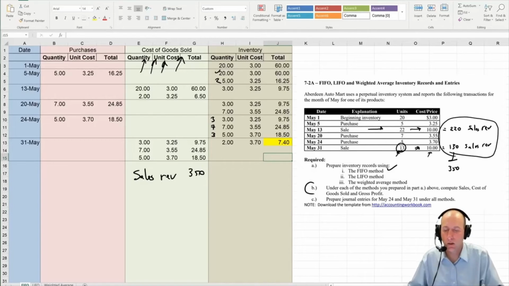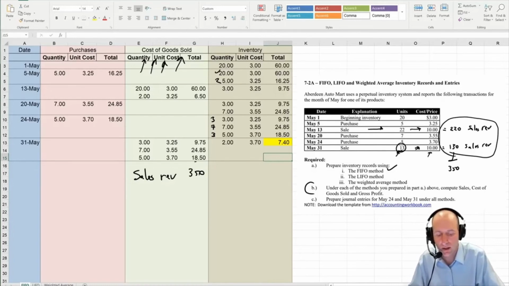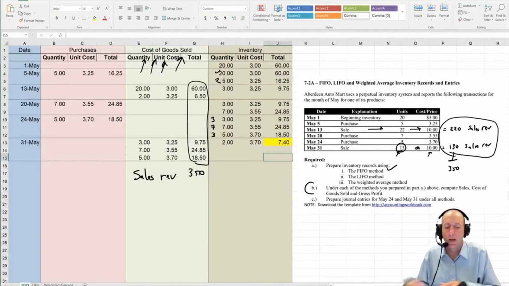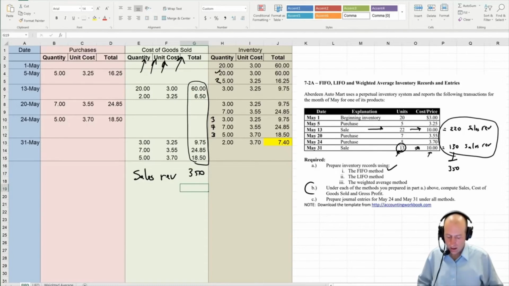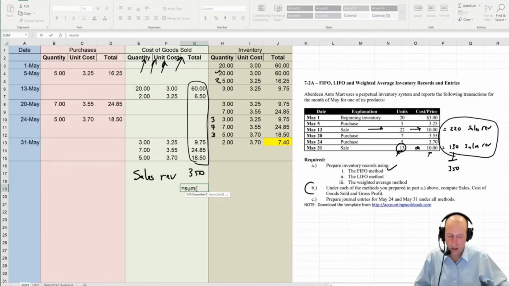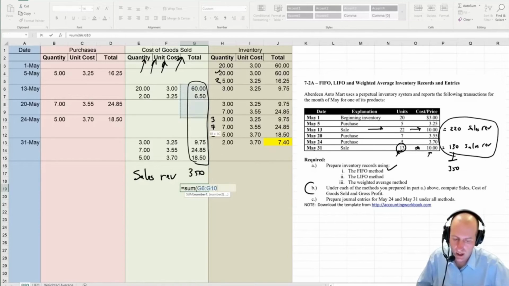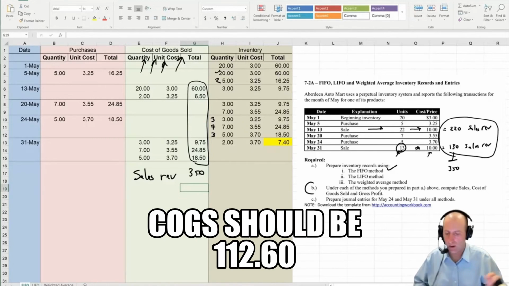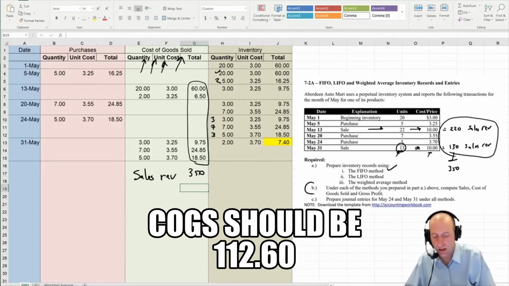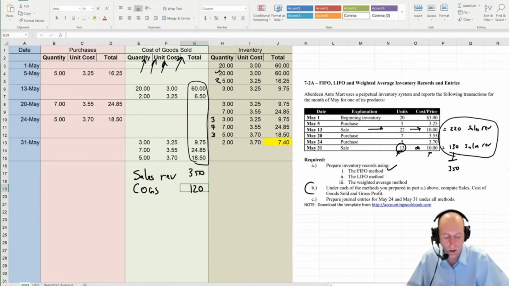Our cost of goods sold comes from the table. Our cost of goods sold comes from this column on the table. So just adding that up, actually I'll just sum it up in Excel here, equals sum bracket, and just add up that column. And it's 120, so I'll write that in handwriting just to be consistent here. Our cost of goods sold, our COGS, is 120.